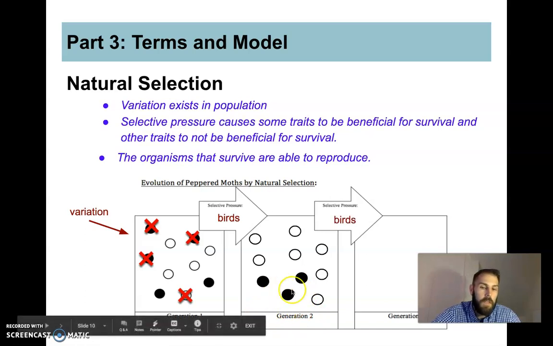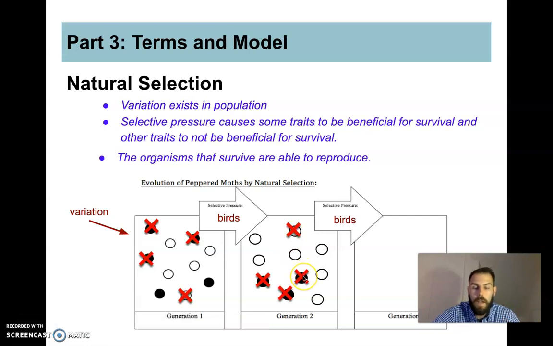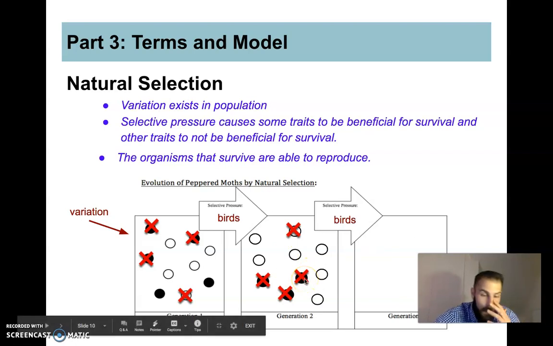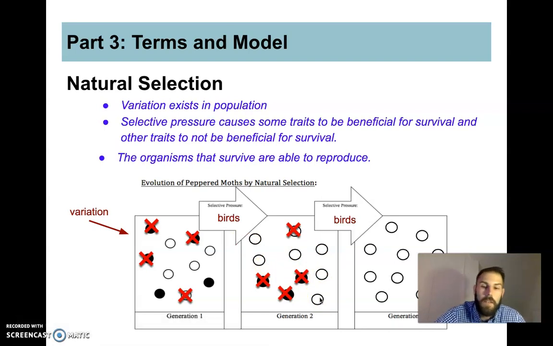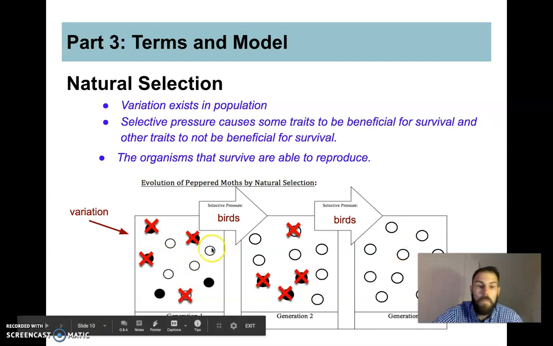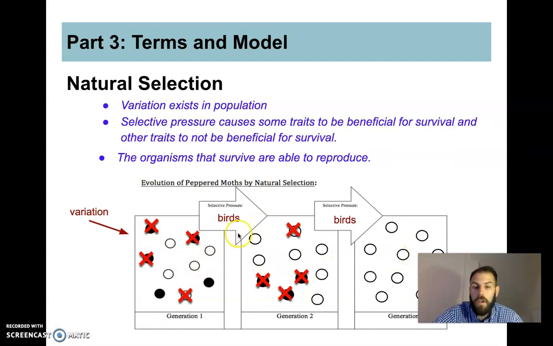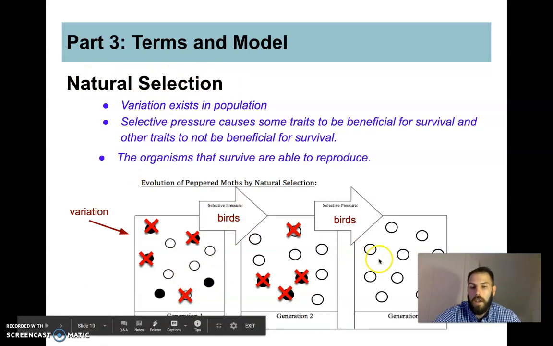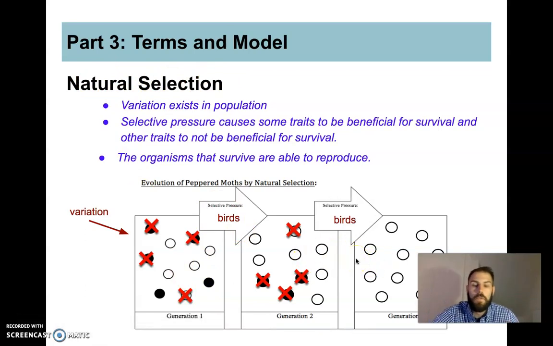Now, the same selective pressure is going to be there for this generation. Birds are going to easily see the black moths. They can still take out some white, but they'll most easily see the black moths, and those won't survive. If that's the case, they're not going to be able to pass down their genes, their traits, to the next generation. So you'll notice that now it's only the white moths that have survived. The gene for white-colored wings is the only trait that gets passed down. And so we see evolution: our population has changed over time. It was caused by natural selection, where variation exists in the population, and a selective pressure causes some organisms to be able to pass down their traits to the next generation, and others will not.